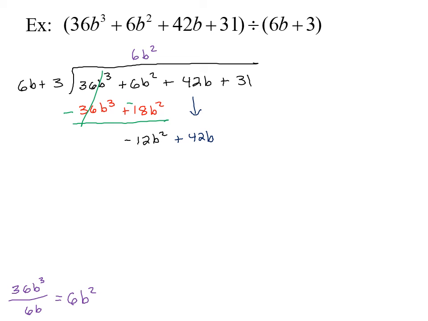And I do the same process again. The bad thing is, if you ever mess this process up anywhere along the way, there is no coming back from it. It's a lot easier just to throw that piece of paper away and start all the way over. And so we'll do the negative 12b squared divided by the 6b. Negative 12 divided by 6 is negative 2, and I'll have 1b left over.